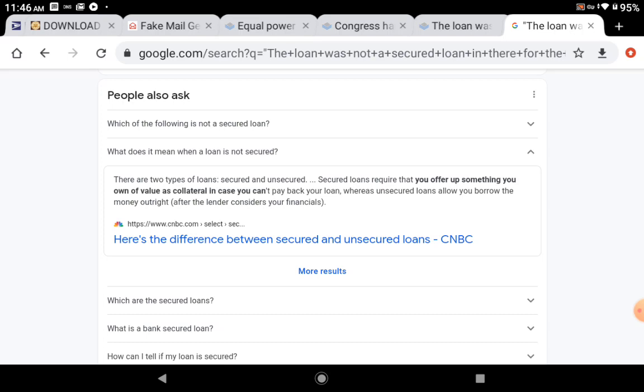Whereas an unsecured loan allows you to borrow money outright after the lender considers your financials. Ladies and gentlemen, did they not consider your financials and say you've been approved for a loan? That's a standard loan. Go back and understand what's going on. Okay, I apologize, ladies and gentlemen, because there are a lot of people going through foreclosures, and we are trying to give them the information they need to undo all of that stupidity with foreclosures.